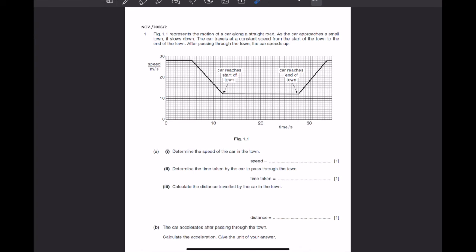In the next question, it says the figure represents the motion of a car along a straight road. As the car approaches a small town, it slows down. So we can see that the car actually slows down and travels with a slower speed, and then speeds up again when it reaches the end of the town. Determine the speed of the car in the town.